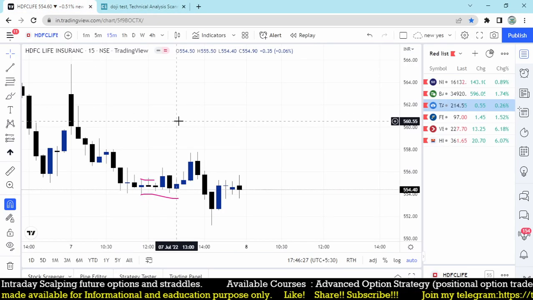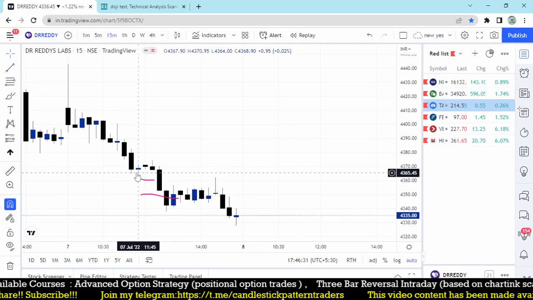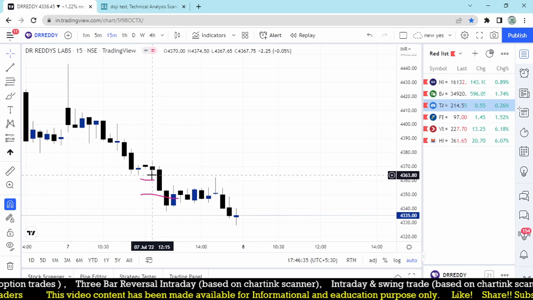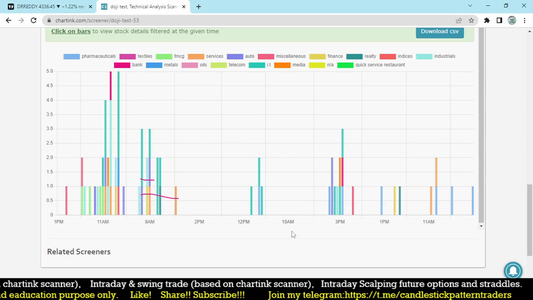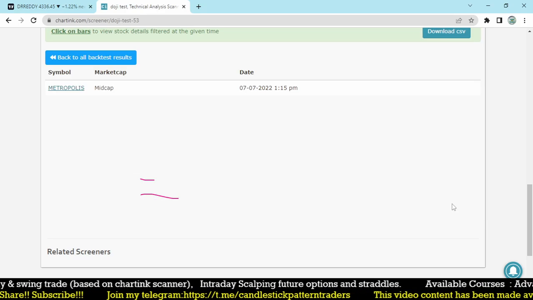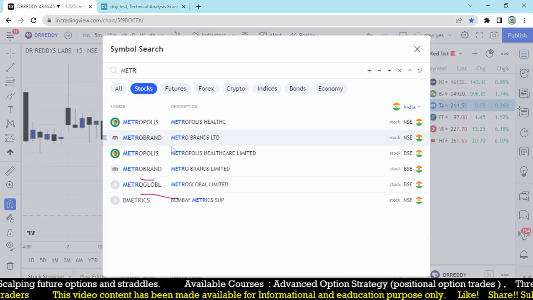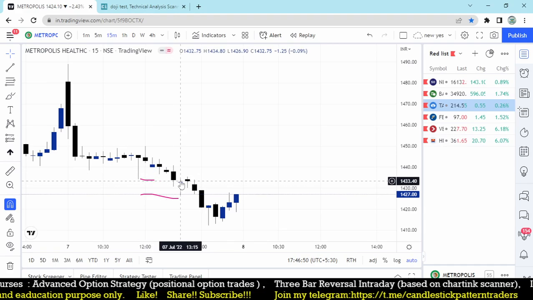Dr. Reddy at the same time, that was working good. I think this was the time around 11:45. It triggers your entry and it triggers your stop loss. So the main concept which I am discussing here: there is Metropolis at 11:15. The scanner will never repaint.